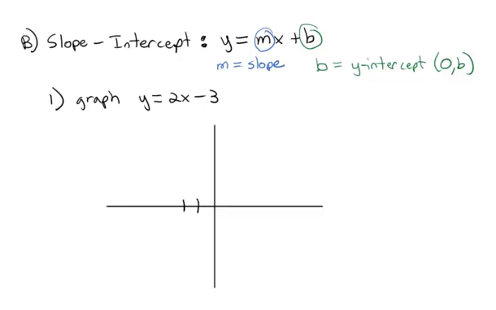Let's give it some points. 1, 2, 3, 4, 5 in each direction.